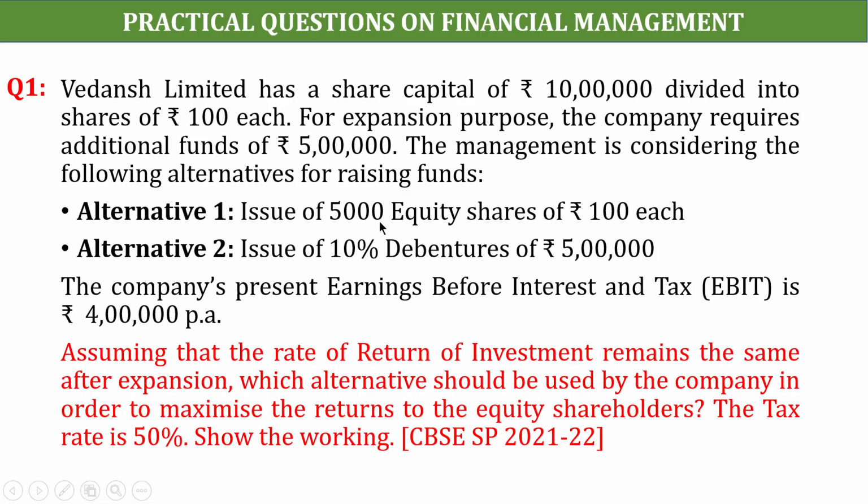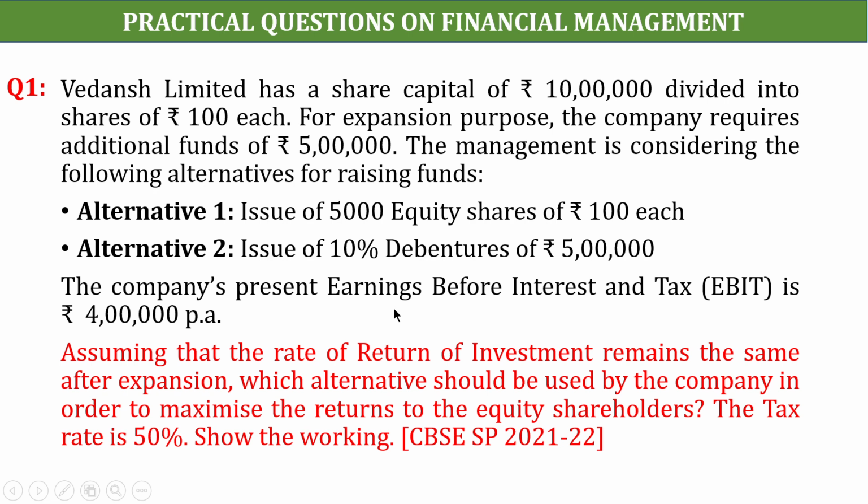Now, under which alternative will the existing equity shareholders benefit? For this purpose, we will have to find out earning per share. So, we will see earning per share under the first alternative and also earning per share under alternative 2. Wherever the earning per share increases, we will go for that alternative. So now we have to understand how the earning per share is calculated. Earning per share is calculated by finding out earning after interest and tax divided by number of equity shares.